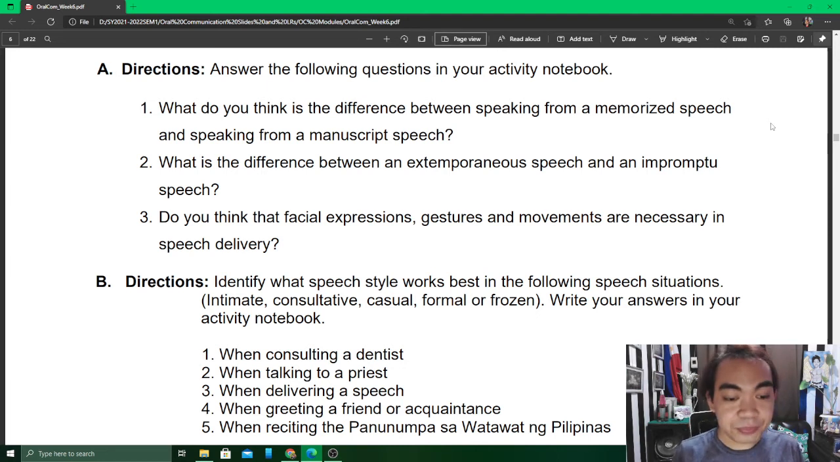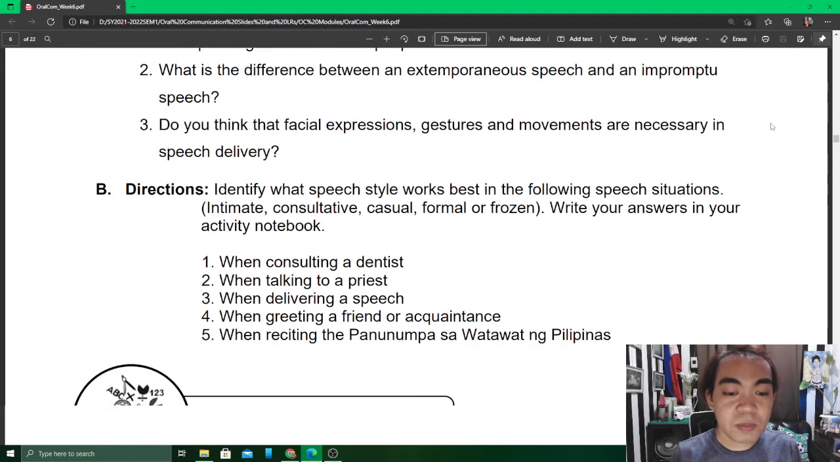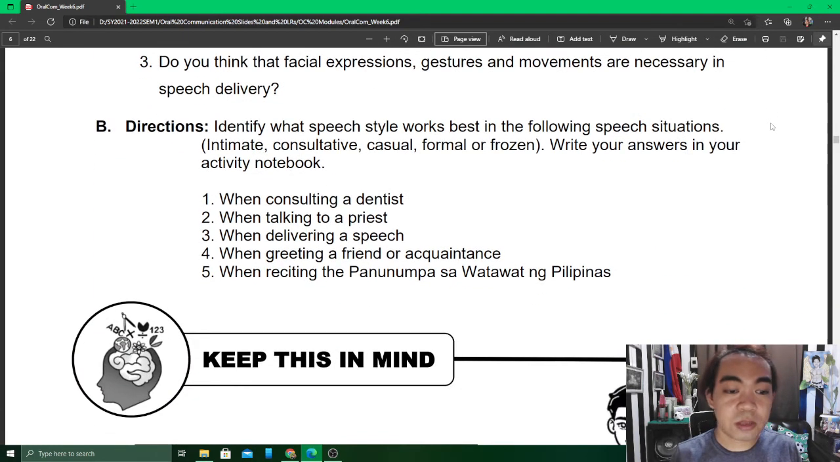Part B. Identify what speech style works best in the following speech situations. So, ginahatag na rin, no? There are 5 speech styles given here. Wala pa ni magtagaan sa definition in this part of the module. Pero gin-consult na kung ano ang nabalaan ninyo regarding intimate, consultative, casual, formal, or frozen speeches.